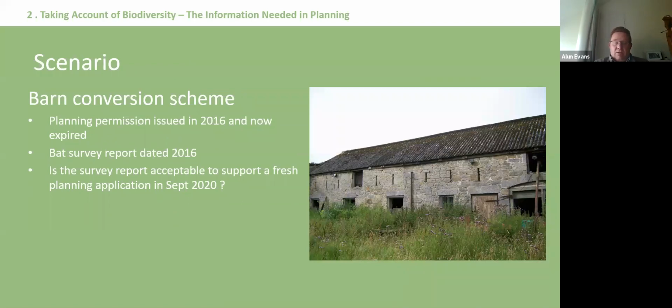So just a scenario here, which planners often get, will be a barn conversion scheme. If we had a planning permission that was issued in 2016 and is now expired, it's not gone forward for whatever reason, and the bat survey that accompanied that original permission was dated 2016. How many of you now think that report would be acceptable to support a fresh application in September 2020? So again, we should have a poll here, just to see how many of you think it would be acceptable to allow that 2016 report to support a fresh application.